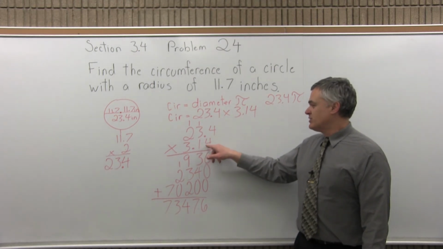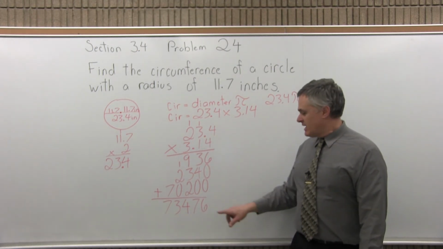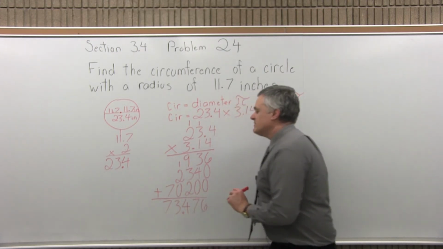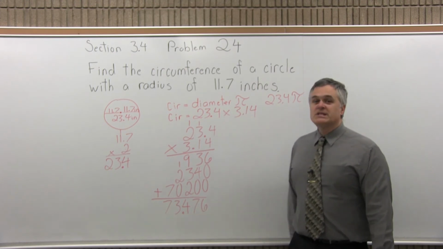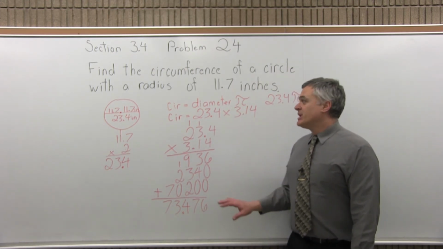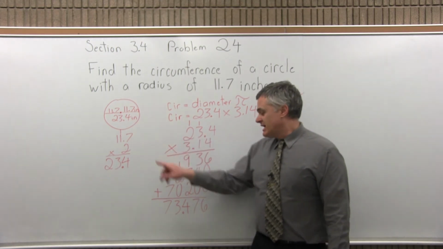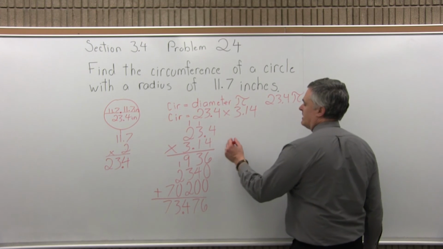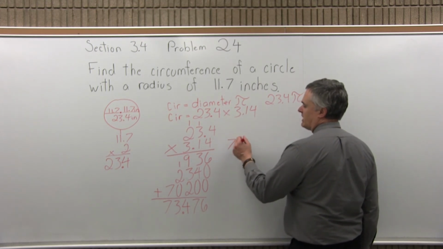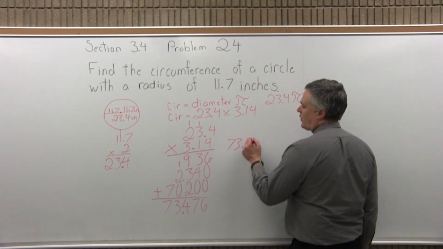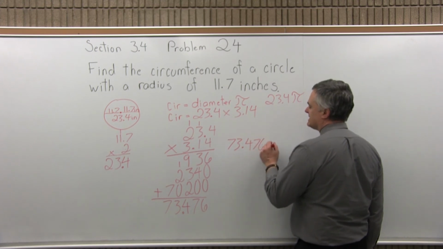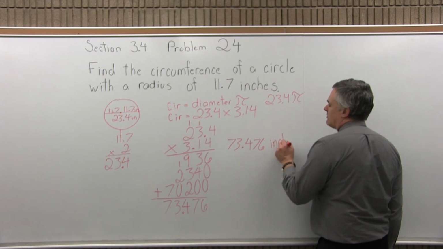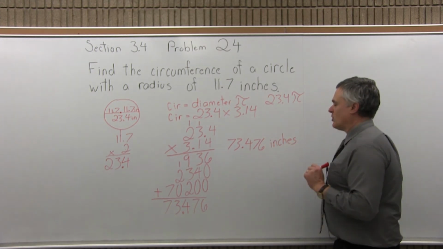So in my question, I have 1, 2, 3 places after the decimal. In my answer, I have to have 1, 2, 3 places after my decimal. So the answer becomes 73.476. Now, because this question had units of measure in it, I can't just leave a number. I have to state my answer with the right units of measure. So the answer would be 73.476 inches. And inches, a standard abbreviation, you can put IN, or you can write out inches if you like. It's, you know, only a few more letters.